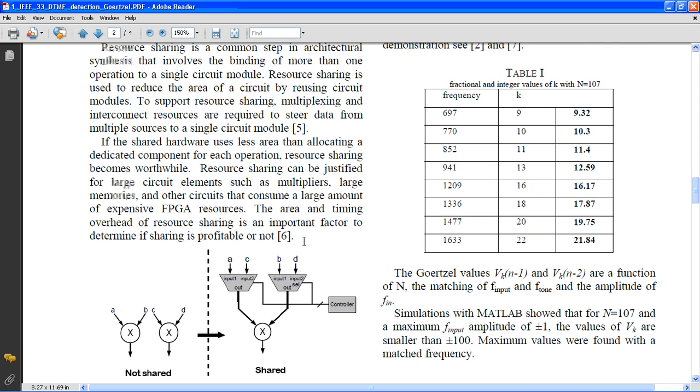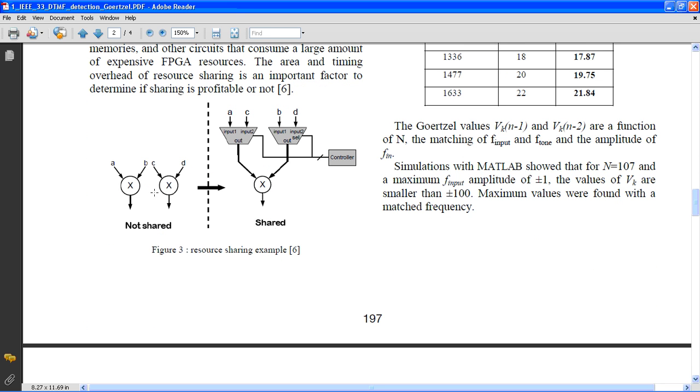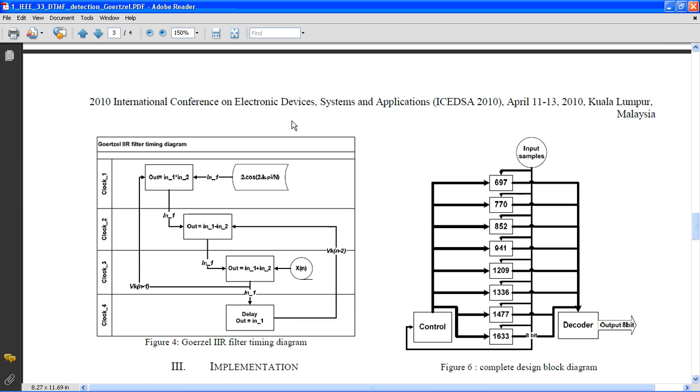Now here he is talking about the resource sharing approach. So what it means is, let's say you have 2 multiplications to be carried out in parallel: AB has to be multiplied and CD has to be multiplied. Then what we can do is have a single multiplier, and you can control it using some muxes, and there is a controller. What this controller does is, in the first clock cycle AB are multiplied, and in the next clock cycle CD are multiplied. This kind of approach is the resource sharing approach.